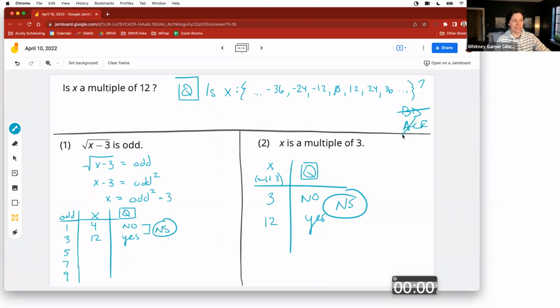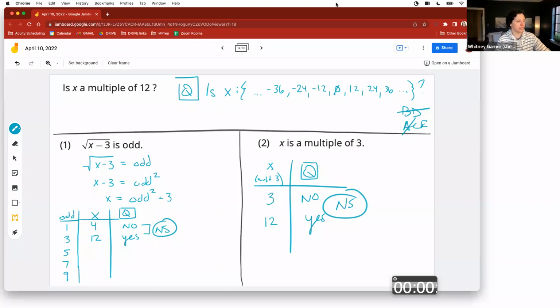And so A is out. And if I wanted to, at this stage, I'm going to try and put them together. But let's say I was stuck, no worries, right? I would guess C or E. I'm not sure which, but I would guess. So now let's put the two statements together.